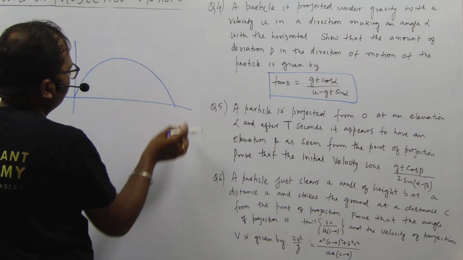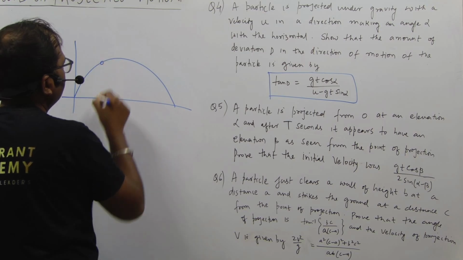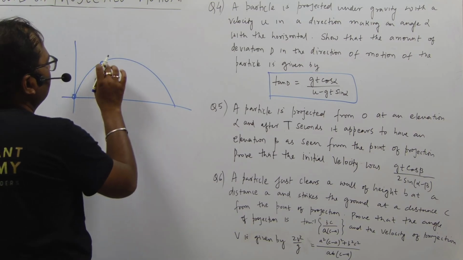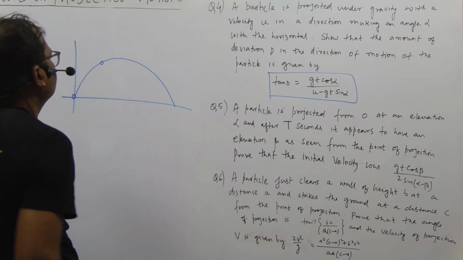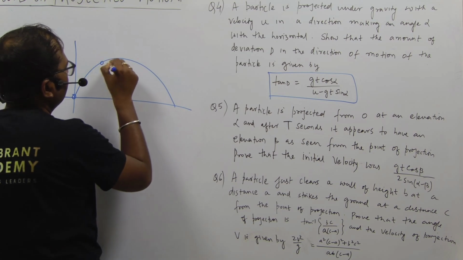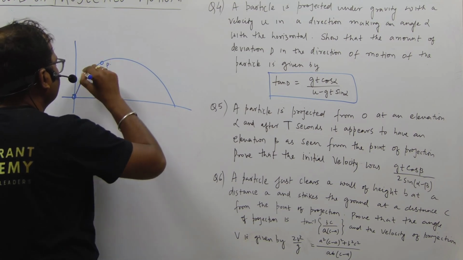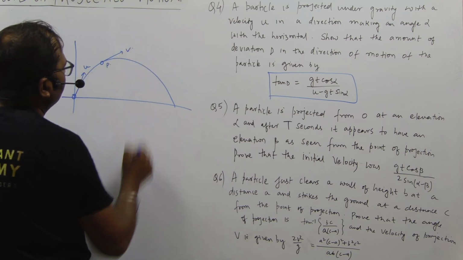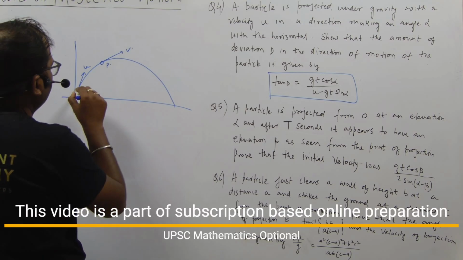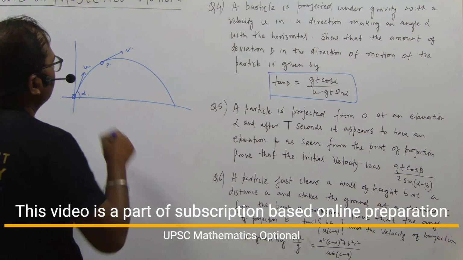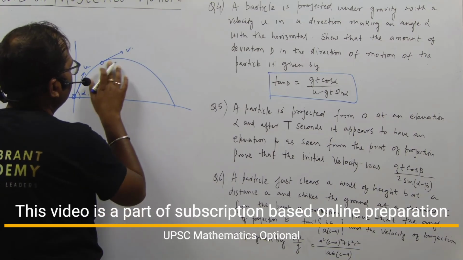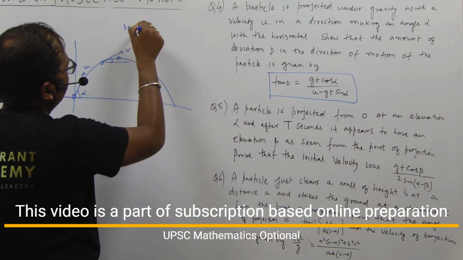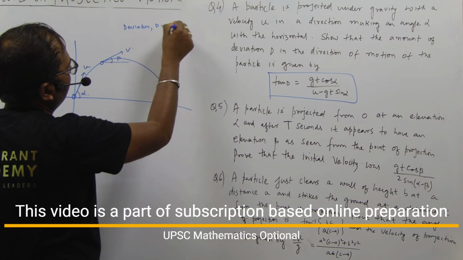So this is the path of the projectile. At time t, this projectile reaches this point P. The initial velocity is u and the velocity of the projectile at point P is v. The angle of inclination is alpha initially. After the passage of time t, let us consider the angle of inclination as beta. So what will be the deviation? Deviation d is equal to alpha minus beta.